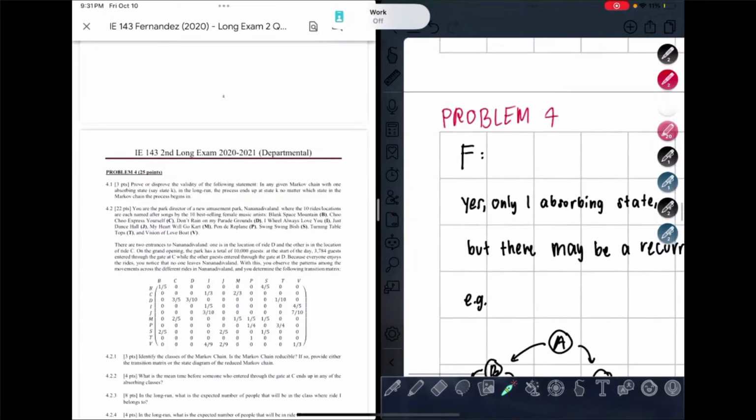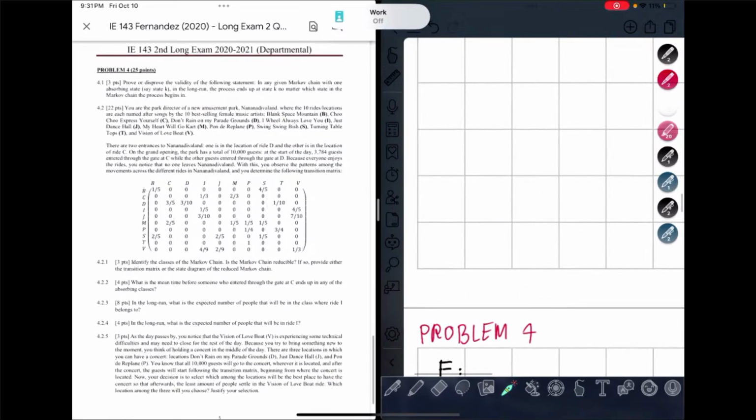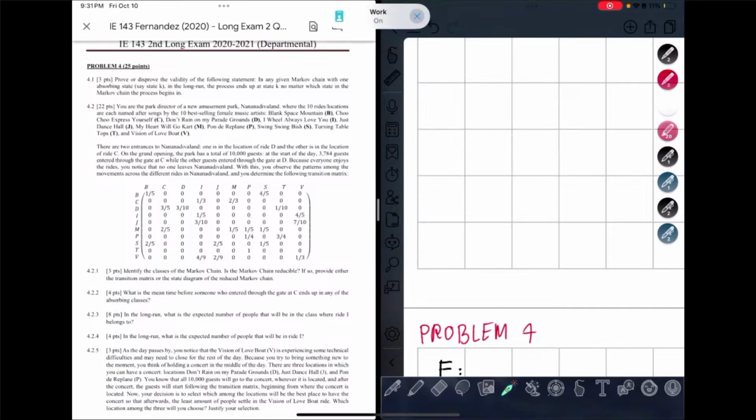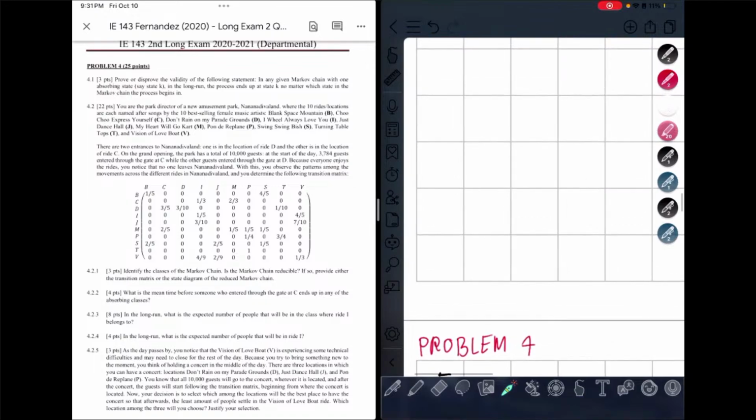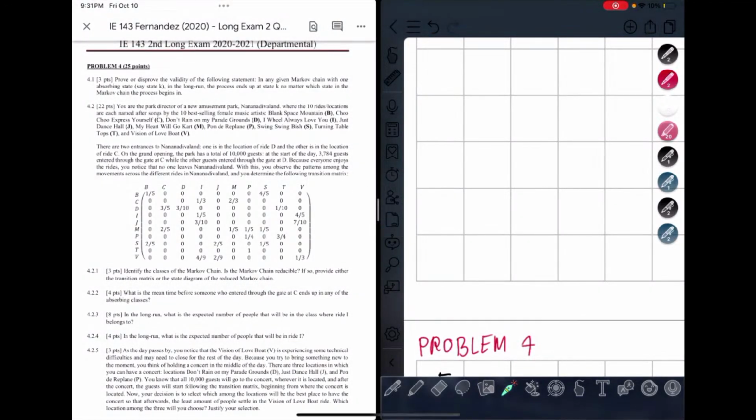Okay. For problem 4, prove or disprove the validity of the following statement. In any Markov chain with one absorbing state, say state K, in the long run, the process ends up at state K, no matter which state in the Markov chain the process begins in. So basically, in any Markov chain with one absorbing state, in the long run, the process ends up at state K, no matter which state in the Markov chain the process begins in.